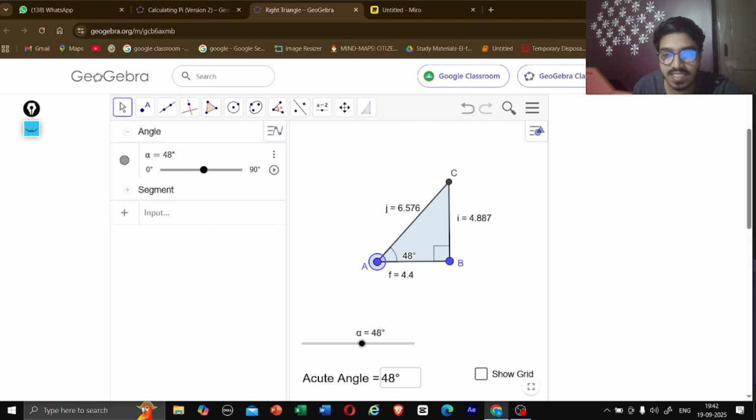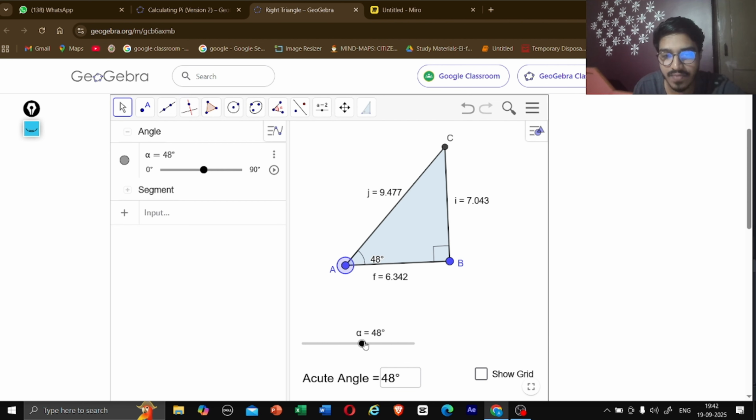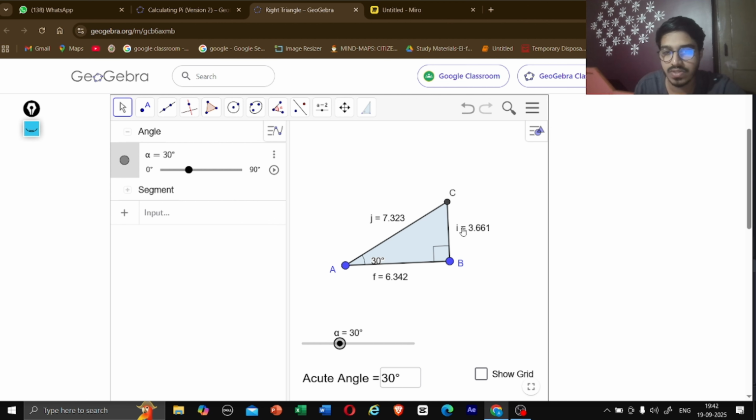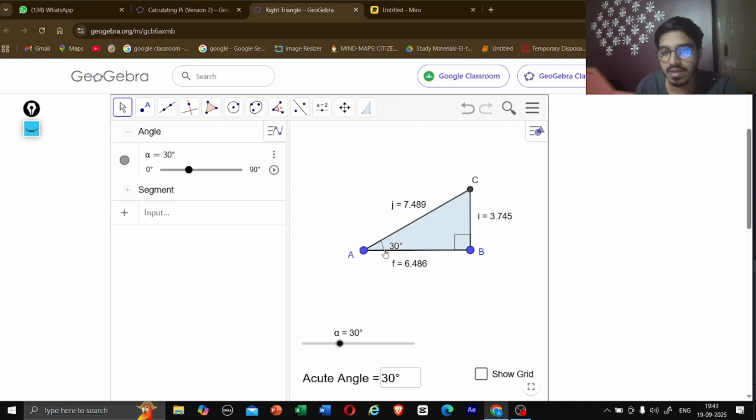Now, let us take this angle A as 30 degrees. Whenever angle A is 30 degrees and angle B is 90 degrees, this angle will of course be 60, because of the angle sum property: 60 plus 30 is 90, 90 plus 90 is 180. The angle sum property says the sum of all the angles of a triangle is 180 degrees. So in this triangle, angle B is 90 and angle A is 30 degrees.